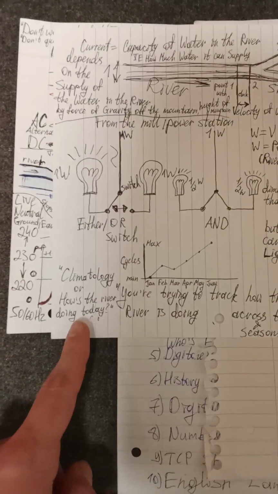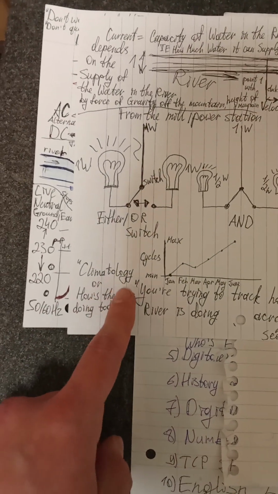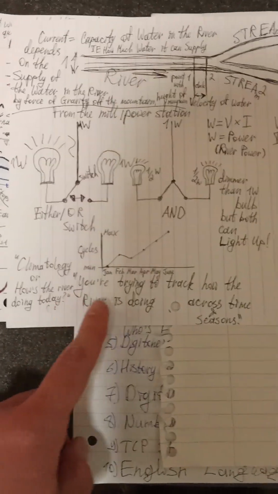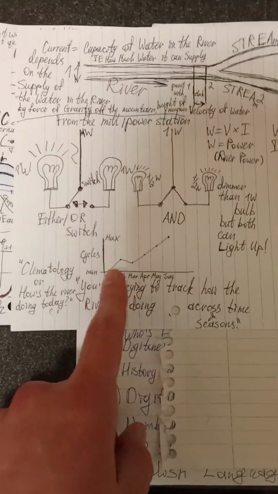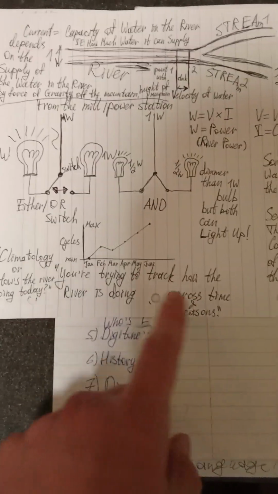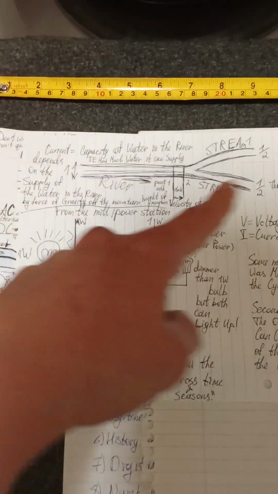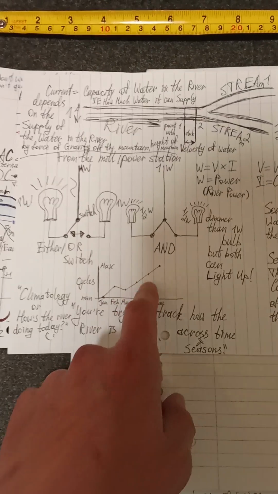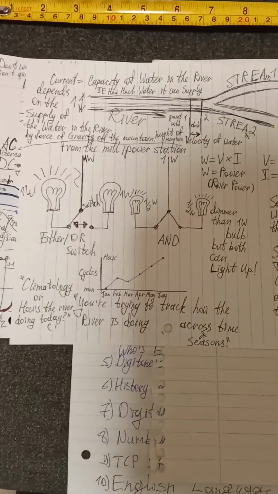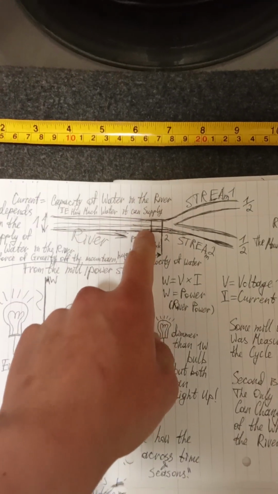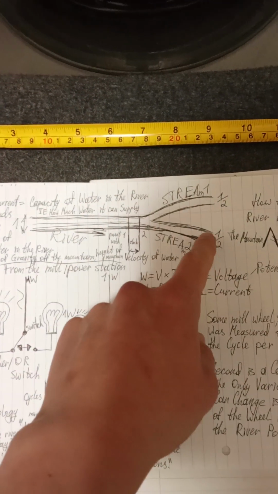And then, what you can do is climatology, yeah. Or how's the river doing today? You're trying to track how the river is doing across time and seasons with the wheel, yeah, that spins around and stuff like that. And then you track it, and then you track the power of the river and the output, and then you graph it.